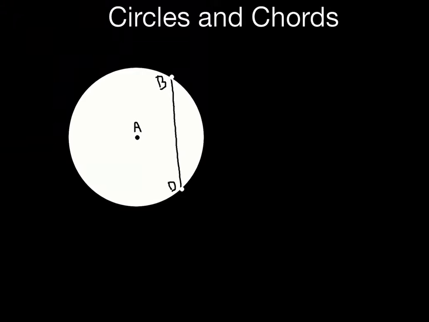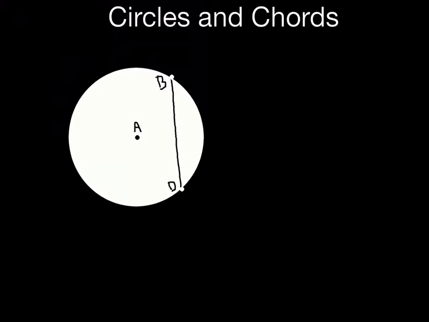So let's take a look at a circle, just to review what a circle and a chord even is. A circle, by definition, is all the points equidistant from a given point. So the given point is A, which is also called the center. All the points that are equidistant from that would be all the ones on the outside here. And if you connected all those points together, it would give you the circle. So that's the definition of a circle. And we always name circles by their center point. So this would be circle A.